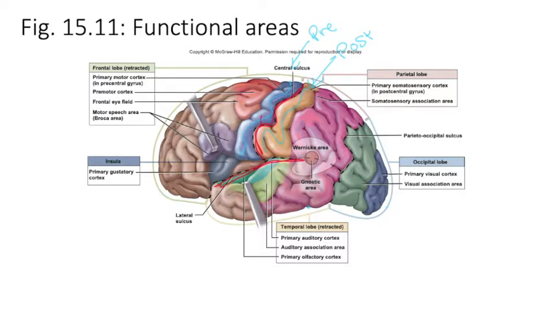I wanted to look at the other lobes, and this is not something I'm going to ask you, but I think it's really interesting, so I wanted to point it out. So let's just start here in the occipital lobe. So we have what's called the primary visual cortex, which is the most posterior back here. And then this other part of the occipital lobe called the visual association area.